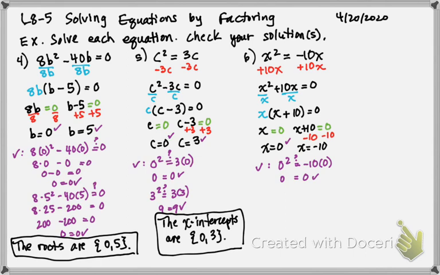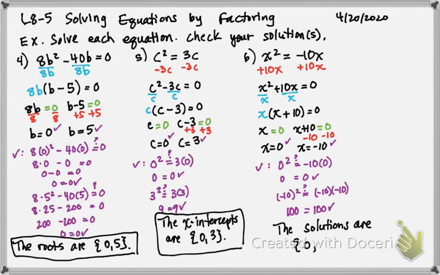And then we're going to have negative 10 squared. Does that equal negative 10 times negative 10? So a negative squared is going to be a positive. 10 squared is 100. Negative times a negative is a positive. 10 times 10 is 100. That's true, so that means that x can equal negative 10. So the solutions are the set that contains 0 and negative 10.